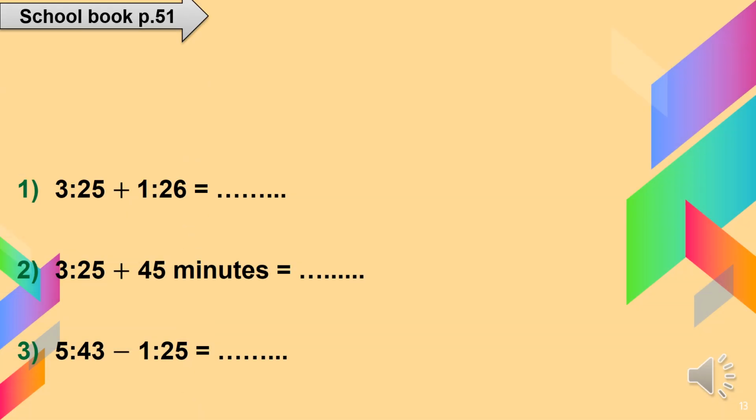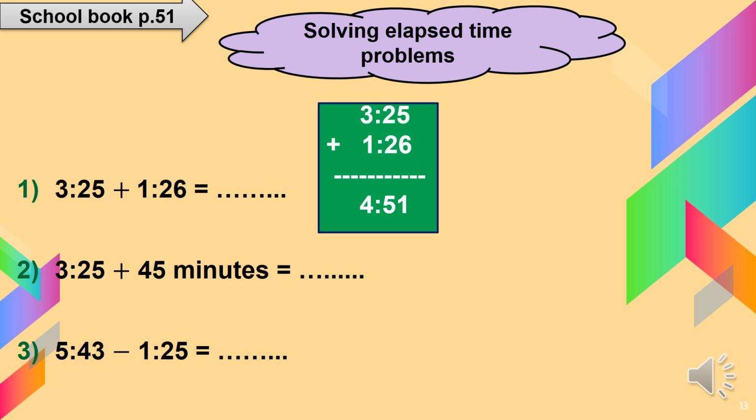School book, page 51. Number 1, 3 and 25 minutes plus 1 and 26 minutes. Let's write the first example vertically, minutes under minutes and hours under hours, and start adding from minutes. So you have 3 and 25 plus 1 and 26. 25 plus 26 equals 51 minutes, and 3 plus 1 equals 4. So the answer now is 4 and 51 minutes.